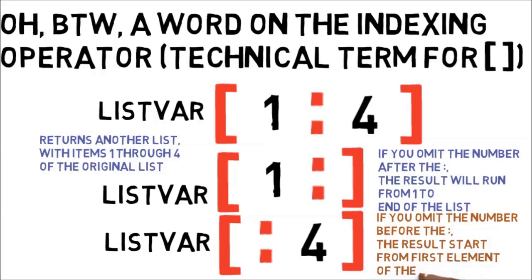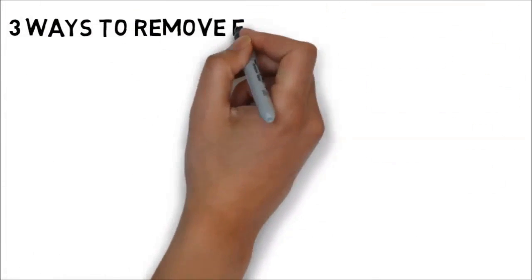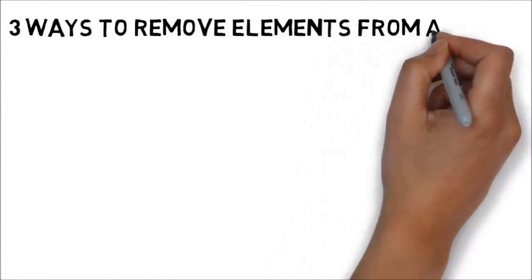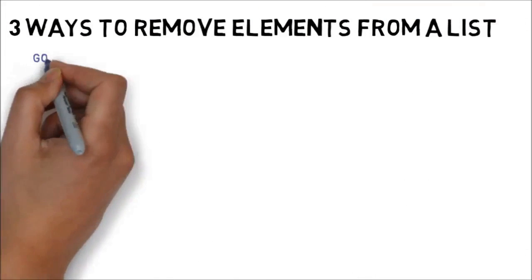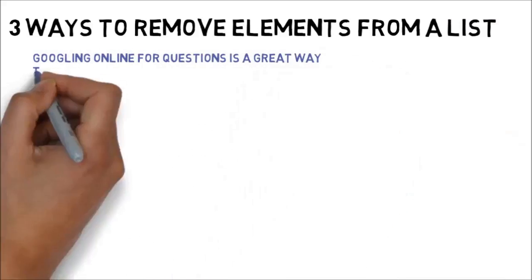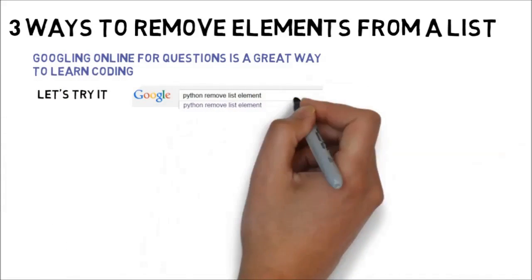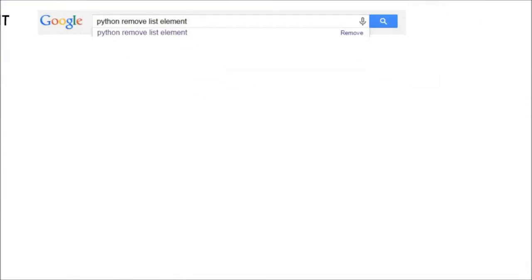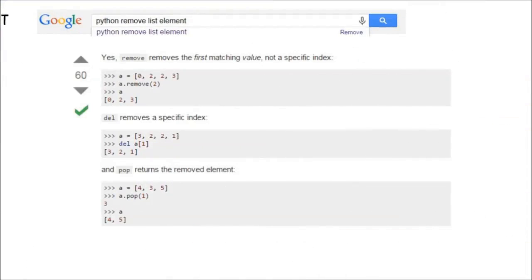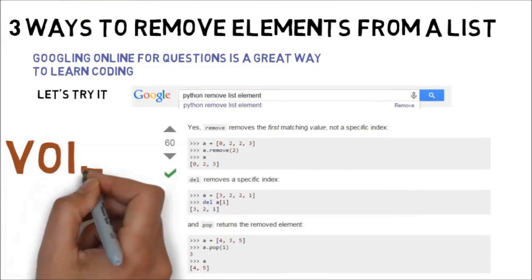Okay, now we know how to insert elements into a list and how to refer to specific items in a list. Let's look at how we can remove elements from a list. There are 3 ways to do this. Now, instead of me telling you what they are, why don't we Google online for it? Googling online for questions is really a great way to learn coding. Whenever you have a question about something and you want to know how to code it, just try Googling it. This is really good if you know what you want to do and you just want to know how to do it. So just Google Python remove list element and voila, we have a solution.